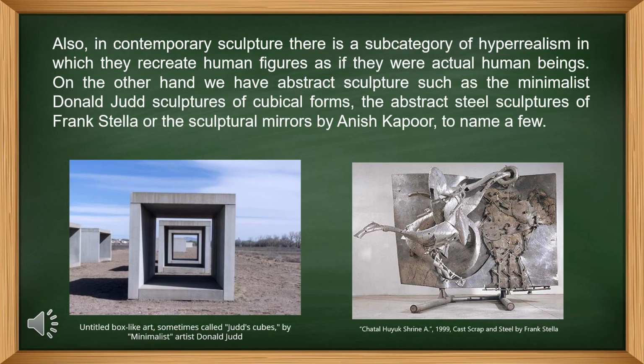Also, in contemporary sculpture, there is a subcategory of hyperrealism in which they recreate human figures as if they were actual human beings. On the other hand, we have abstract sculpture such as the minimalist Donald Judd sculptures of cubical forms, the abstract steel sculptures of Frank Stella, or the sculptural mirrors by Anish Kapoor, to name a few.